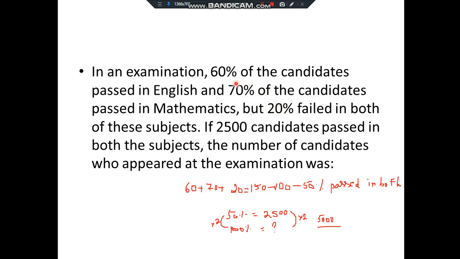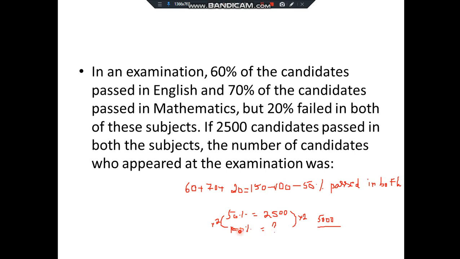So 60 plus 70 plus 20, right, which is equal to 150%. So we have to subtract 100 from it to get the actual percentage. So 150 minus 100 is 50% passed in both the subjects. Now they have given the number as 2,500 candidates passed in both subjects, and the pass percentage we know and the pass number also we know. So equate both: 50% is equal to 2,500. So for the total number of candidates who appeared for the examination, 100% is equal to how much?